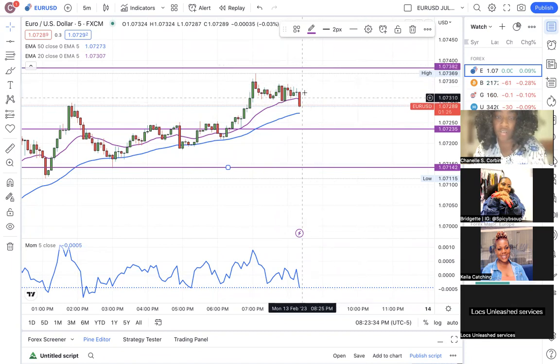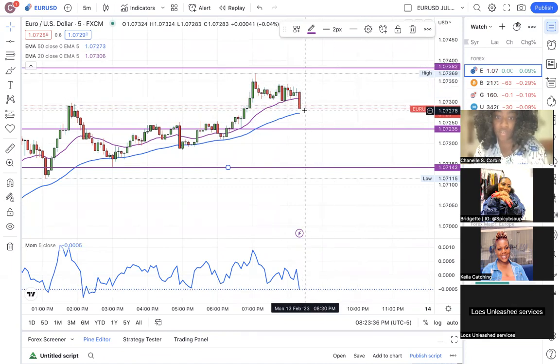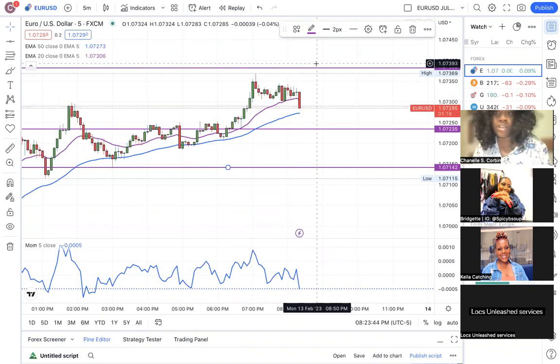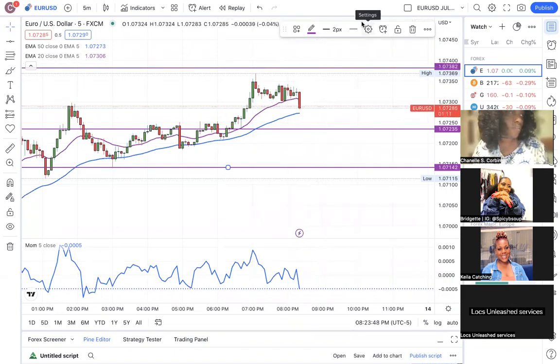But as y'all can see, this trade, as predicted, is most likely going to reach our buy limit area. It's going to come down to that area, then it's going to come back up. So all is well in love and forex. But that's really all I got for you today, folks.